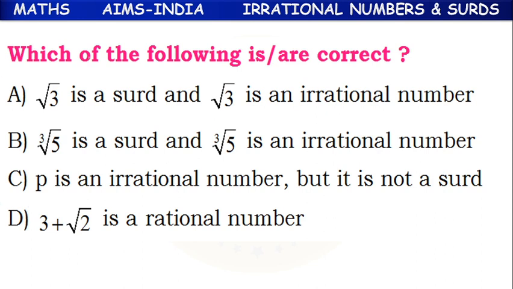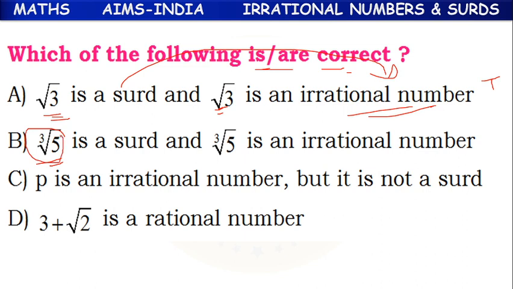Next, which of the following is or are correct? Root 3 is a surd. Root 3 is an irrational number. So every surd is an irrational number. True. Cube root of 5 is a surd. Cube root of 5 is an irrational number. True.